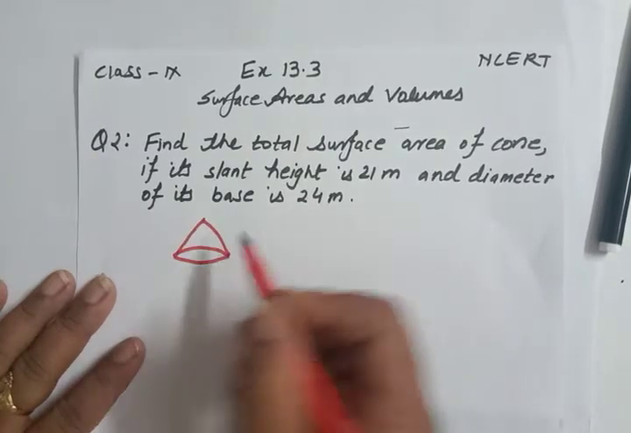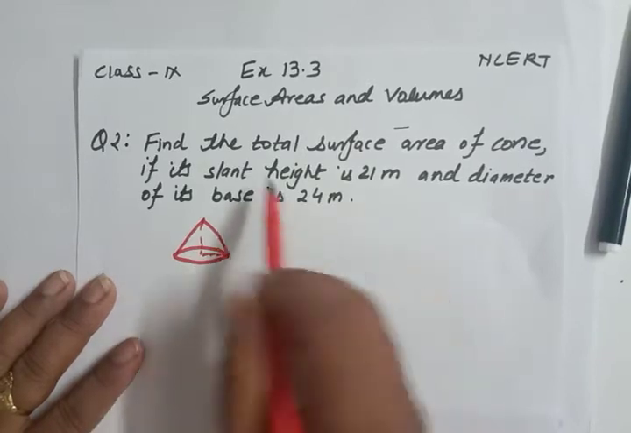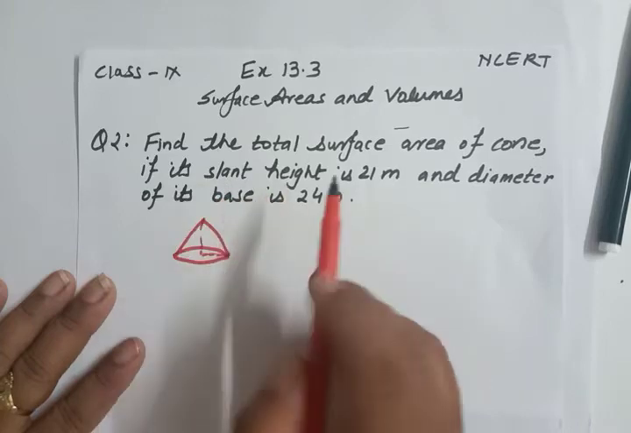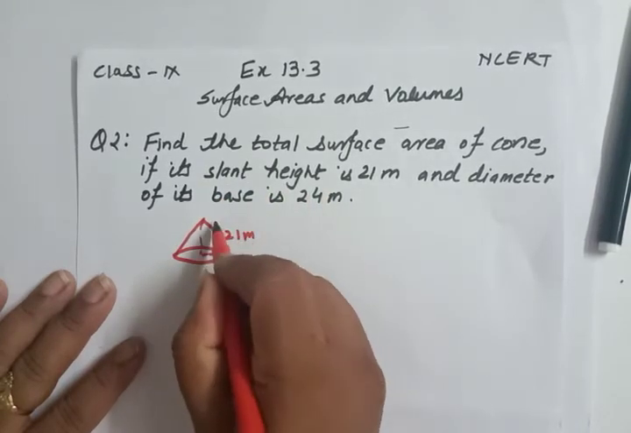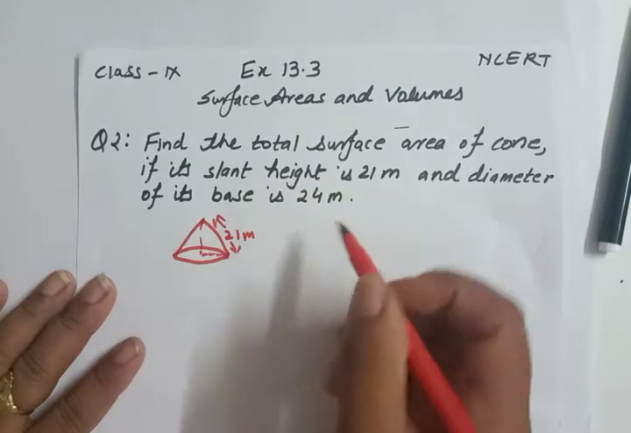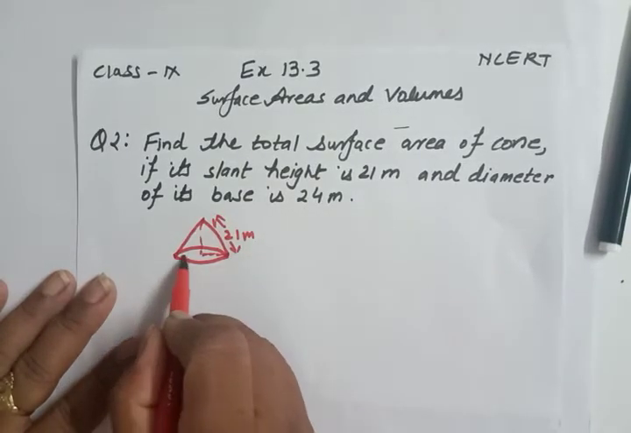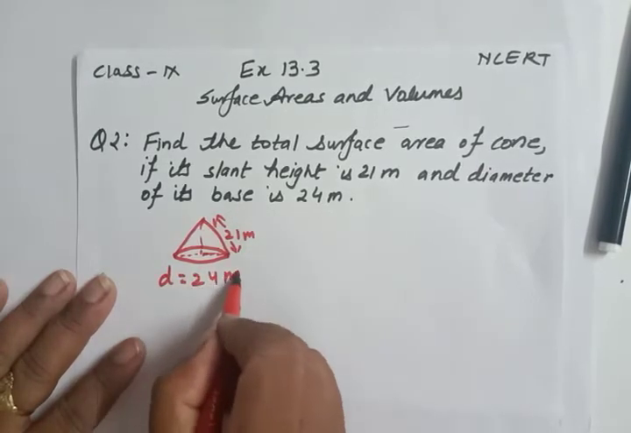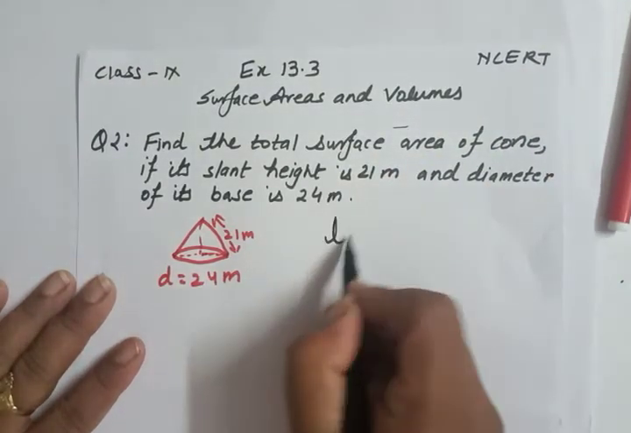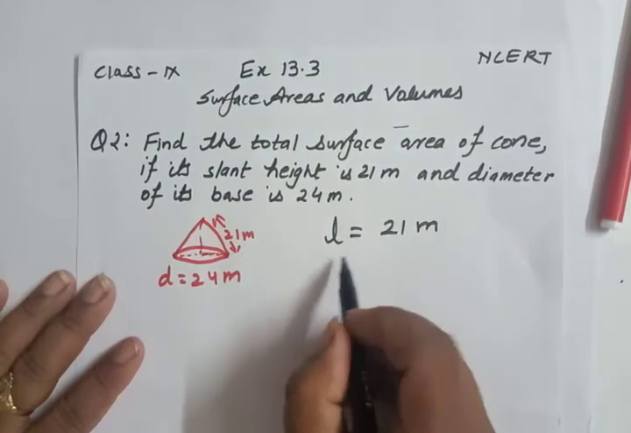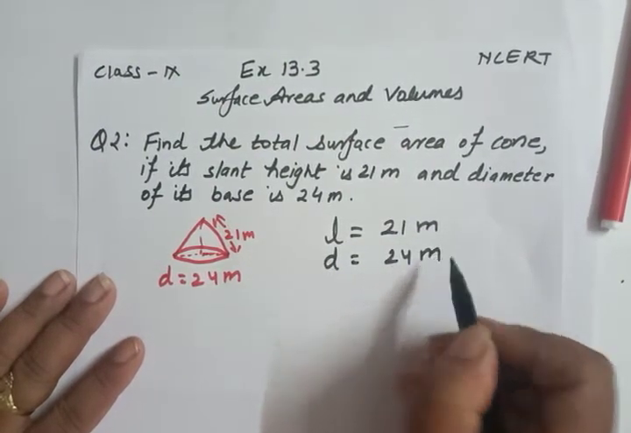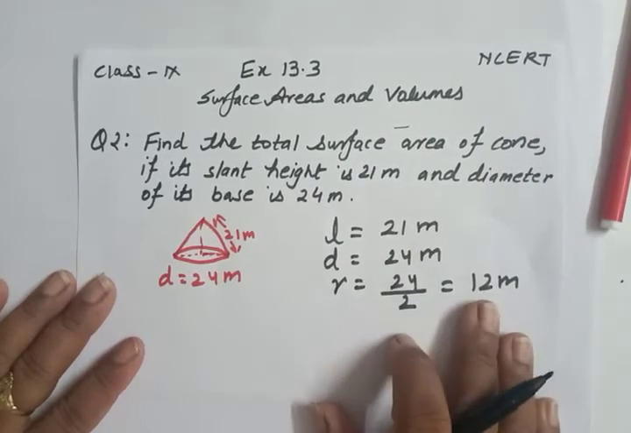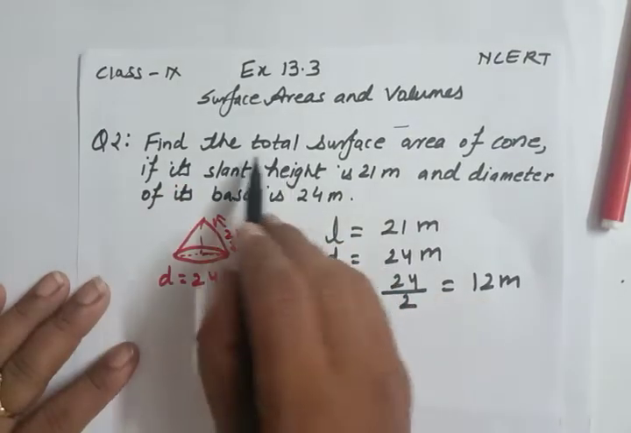This is a cone. Yes, and the total surface area we need to find out. What are the given things? If its slant height is 21 meter, so this is 21 meter, this one, and the diameter is given, so D is equal to 24 meter. So L is equal to 21 meter and D is equal to 24 meter. It means R is equal to 24 upon 2, that is equal to 12 meter. Yes, now we need to find out the total surface area.